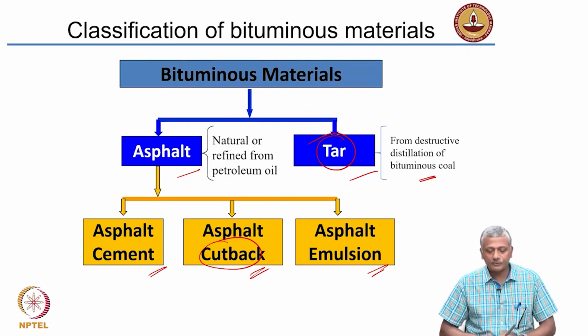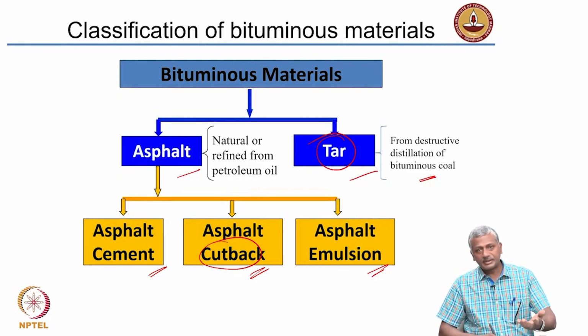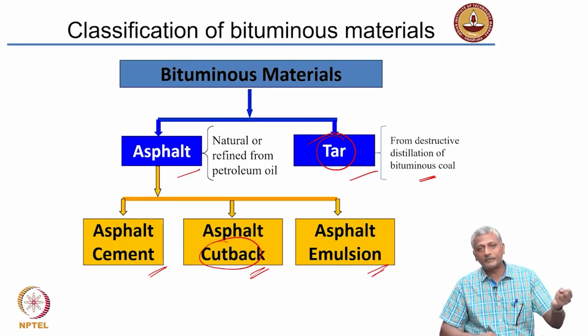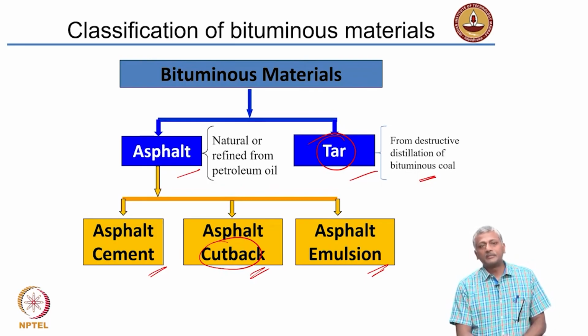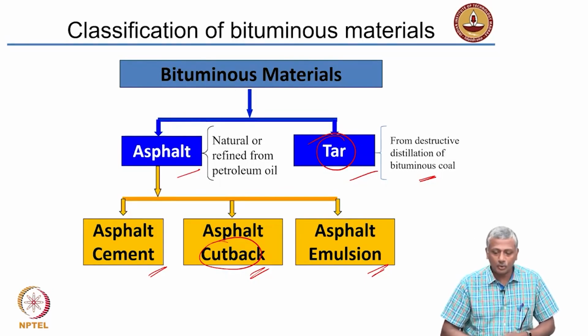So, again, as I said, asphalt is from either natural sources. I told you in the introductory chapter about the use of natural pools of asphalt, taking asphalt and using it as a binding material for masonry, okay, or it is refined from petroleum oil, okay. Refinement is basically the fractional distillation of crude oil.